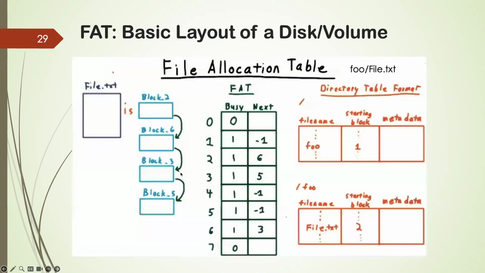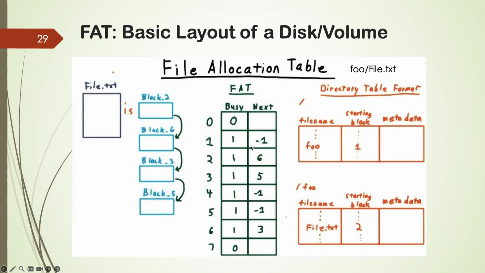So this is the basic layout of a disk or a volume which has the FAT, or file allocation table, file system installed. There are two basic things. The first one is the directory table, or simply the file directory. And the other one is the file allocation table, or the FAT table. Both of these have their own purpose, and we will look into them one by one.